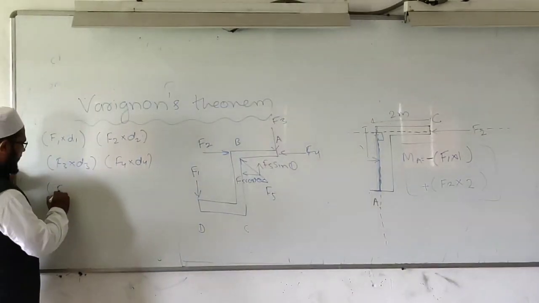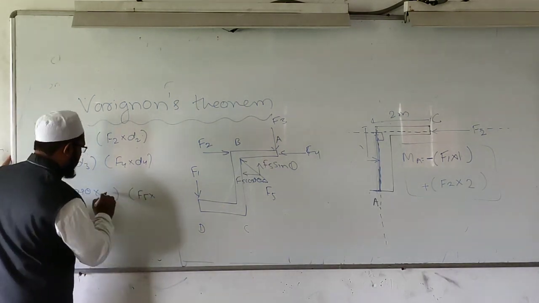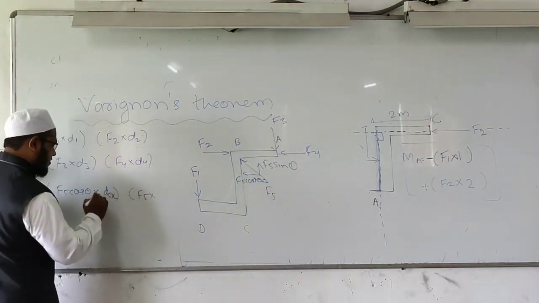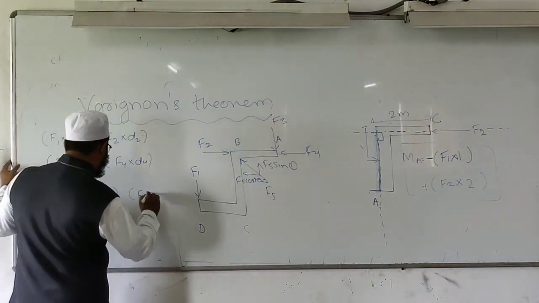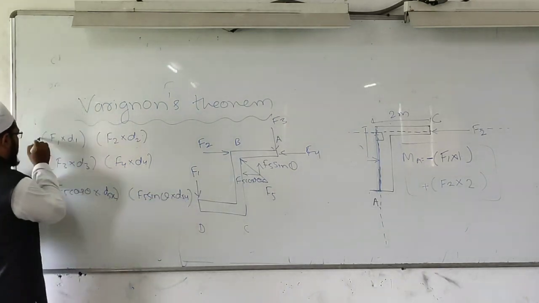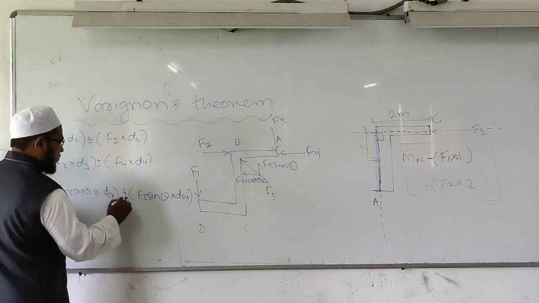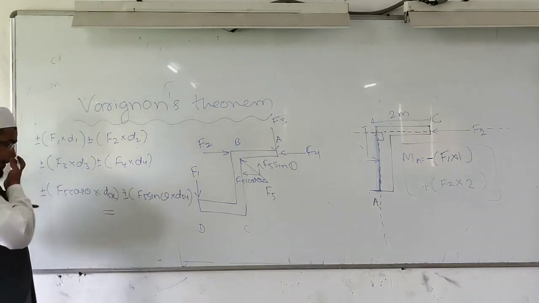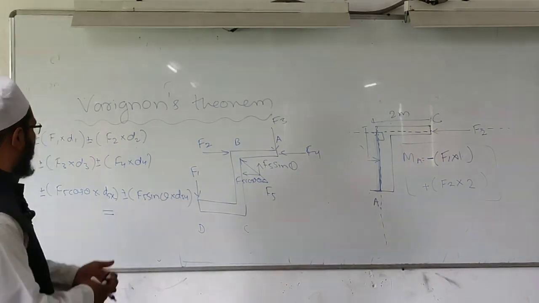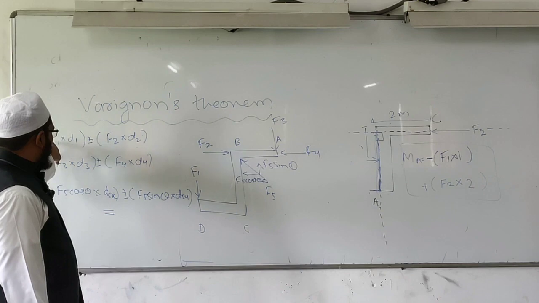That's why we write F5 cos theta into D5x and F5 sin theta into D5y. It will be positive, negative, positive, negative, positive, negative, because if it is anticlockwise, then it is positive. If it is clockwise, then it is negative. It is the algebraic sum, the addition of all the moments.